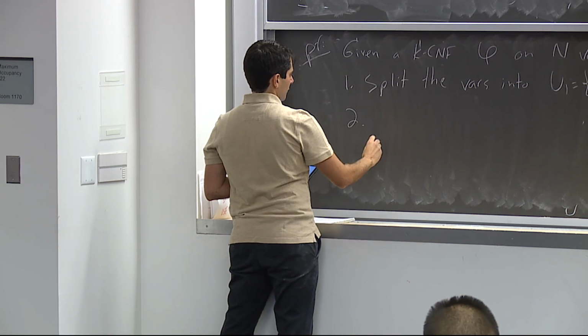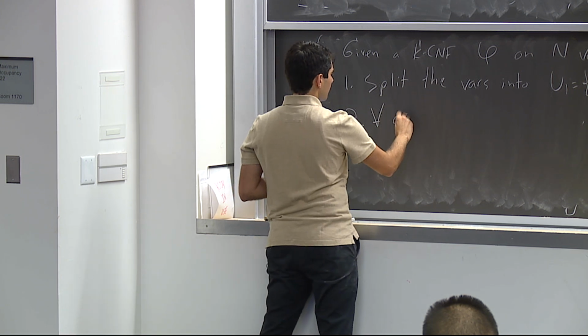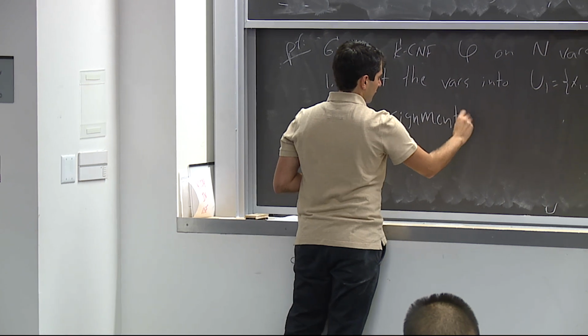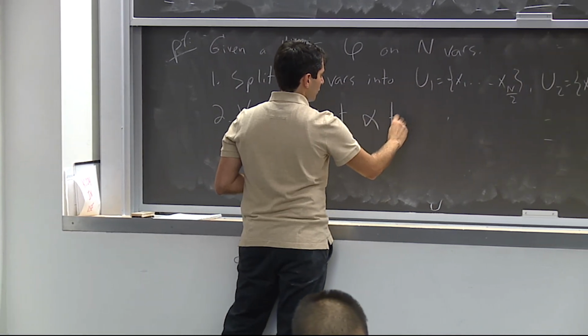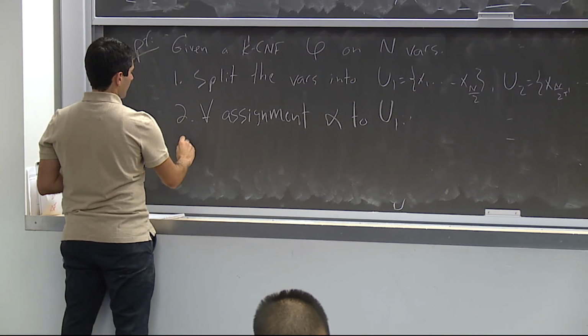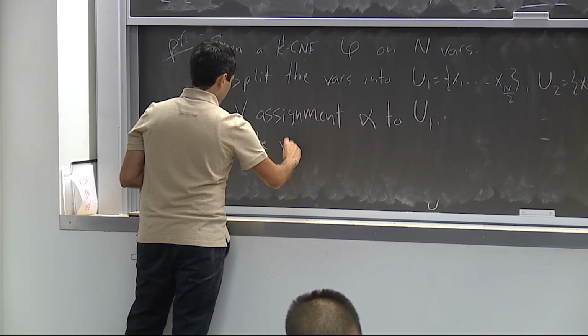So for every assignment alpha to U1, create a vector.